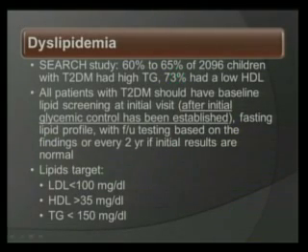So all pediatric patients with type 2 diabetes should have baseline lipid screening at the initial visit. It should be done after initial glycemic control has been established, and include a fasting lipid profile with follow-up every 2 years based on the findings. Like if it's normal, it should be followed up every 2 years. The lipid targets are LDL less than 100, HDL more than 35, triglycerides less than 150.